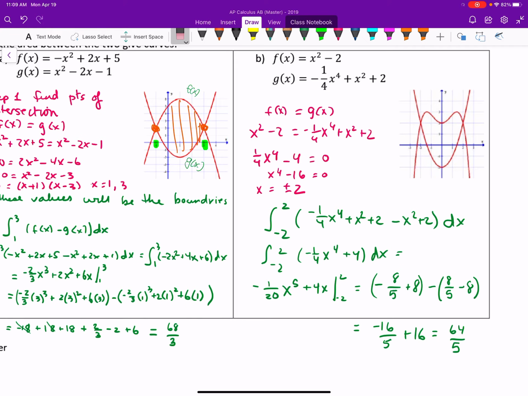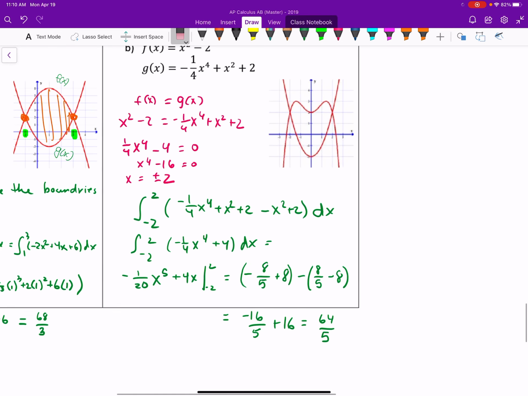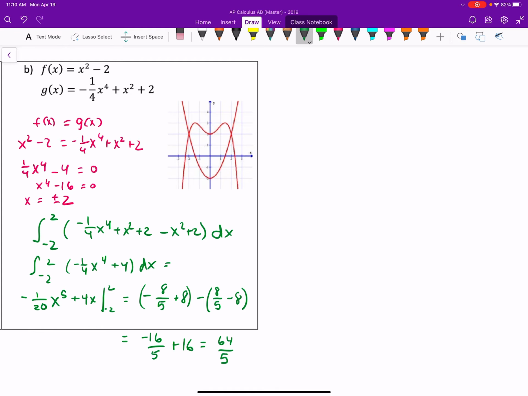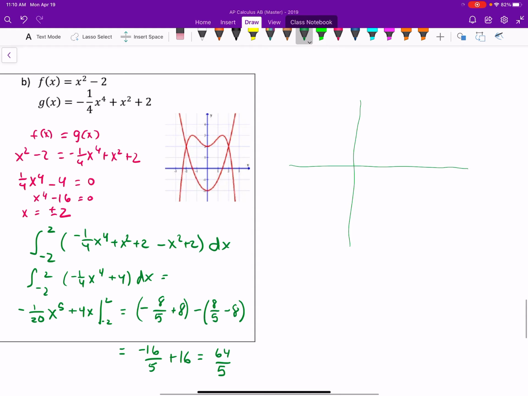So first, find the intersections, positive and negative 2. If you notice that this happens to be symmetrical, then you could just go from 0 to 2 and double that. That would also work. Any of those things would work. But I just want to add a little something interesting. If I had something like this, and we have an upper function f of x, looks like this, and then a lower function, let's call that g of x. And I told you to find the area between the two curves from A to B.